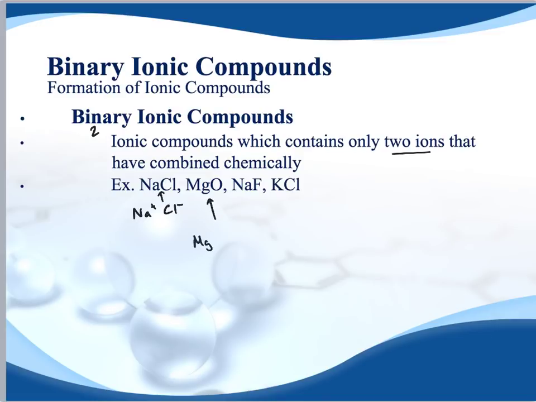MgO, magnesium oxide. Magnesium's got a +2 charge. Oxygen has a -2 charge. This is going to be sodium fluoride, sodium with a +1 charge, fluorine with a -1 charge. But notice how we write these. We don't write them with any charges. The overall charge ends up being 0. So this one's +1 and this one's -1, adds up to 0.